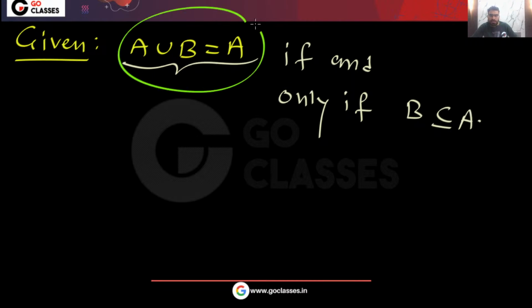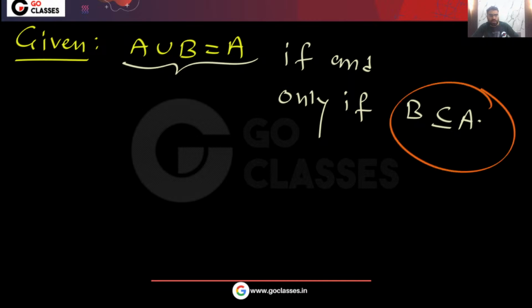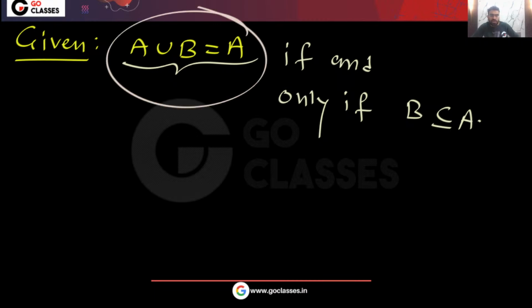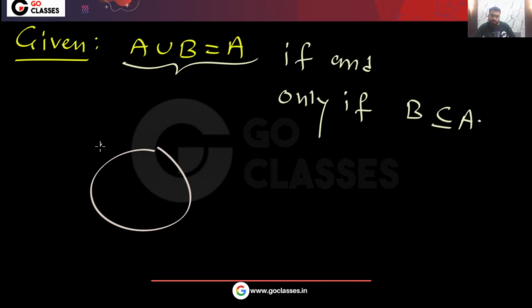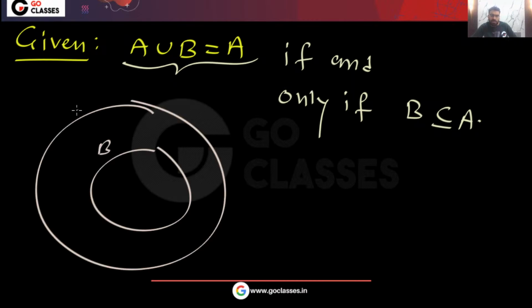So remember, if this happens, then B will be a subset of A. And if B is a subset of A, then this will happen, right? This is a very simple point. So you can easily see A union B is equal to A can happen if and only if B is a subset of A. In this situation, you can notice that A union B will be equal to A.